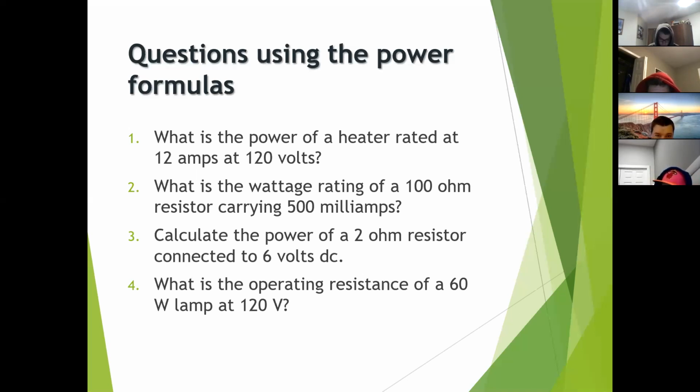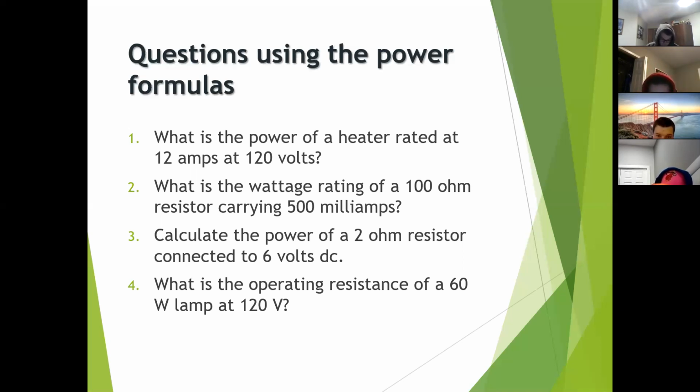Does that make sense? No. Did you do it that way? No. He's got new ways of doing things. So that's what you've got to do. P is equal to I squared R, or in other words, P is equal to 0.5, right? Because 500 milliamps is 0.5 amps. 0.5 squared times 100.